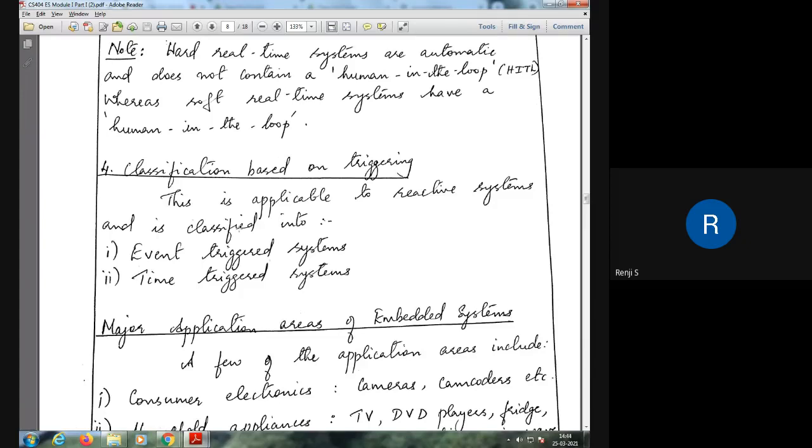Events are any changes that happen in the real world. Once a change happens in the real world, the system responds to those changes, and such embedded systems are called event-triggered systems.